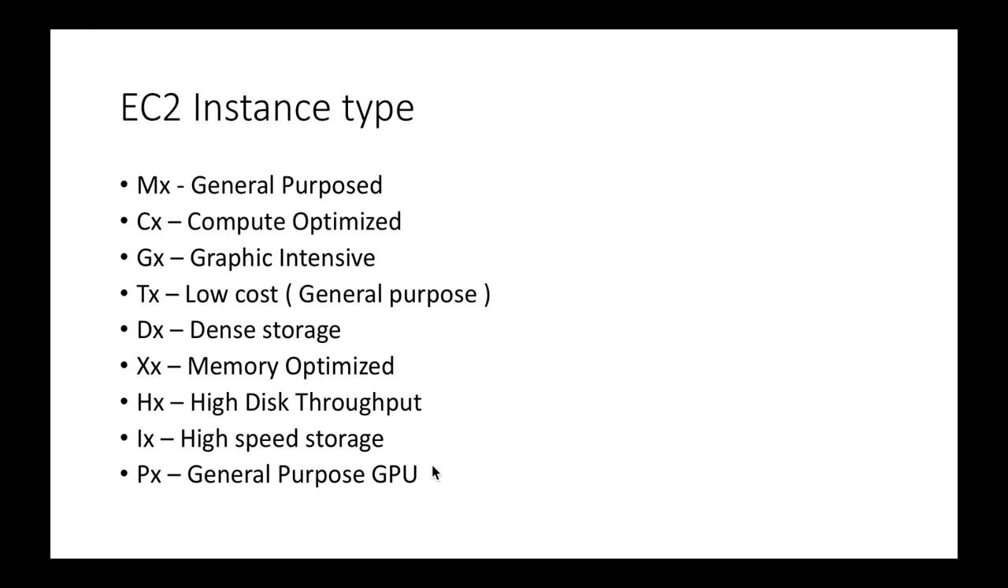Then throughput. If you have a very high throughput requirement, you want to go with HX, and the same goes with high-speed storage. If you want a very high IOPS requirement, maybe you want to go with the IX kind of instance type, and PX is your general purpose GPU, right? So these are the various instance types.